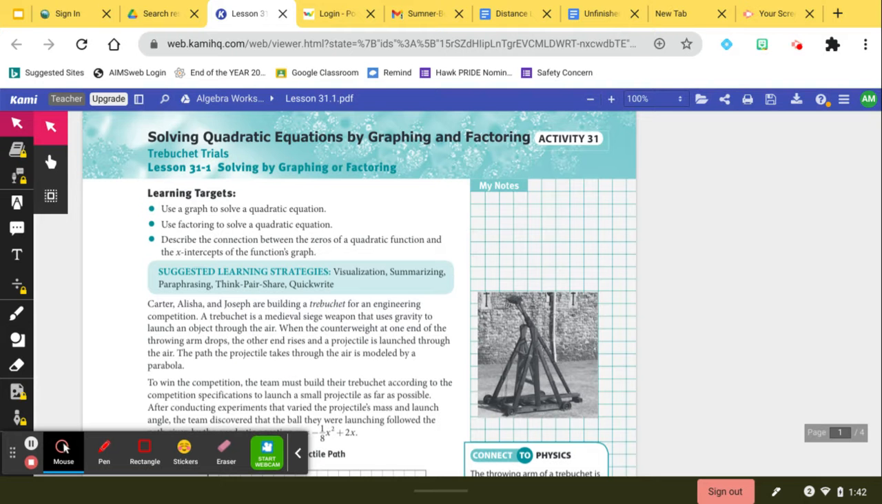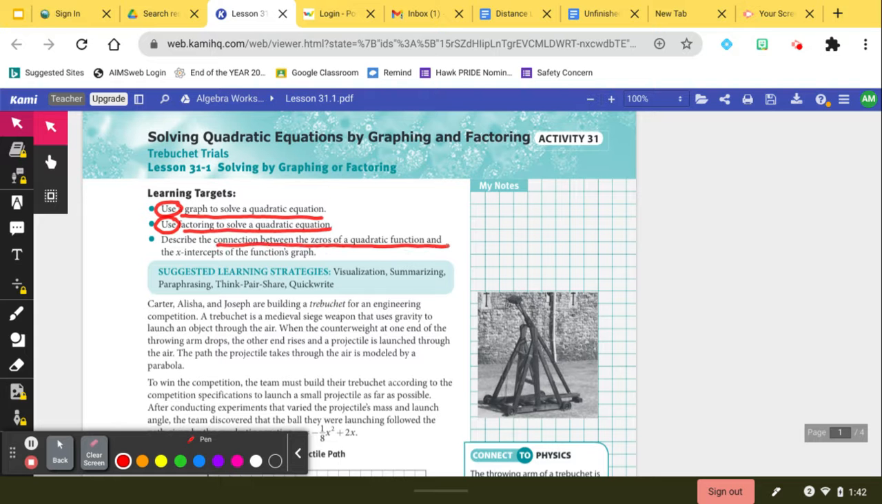All right, so today we're going to be doing lesson 31.1, which is solving quadratic equations by graphing and factoring. Really, this video is going to be an emphasis on solving quadratic equations by factoring. So I'm going to skip around a little bit, but we'll be able to use a graph to solve a quadratic equation, and then we'll be able to use factoring to solve a quadratic equation. And then we're going to be able to describe the connection between the zeros of a quadratic function and the x-intercepts of the function's graph.